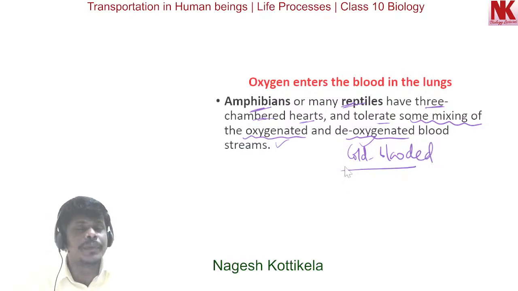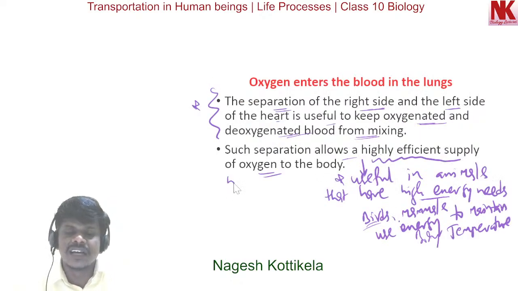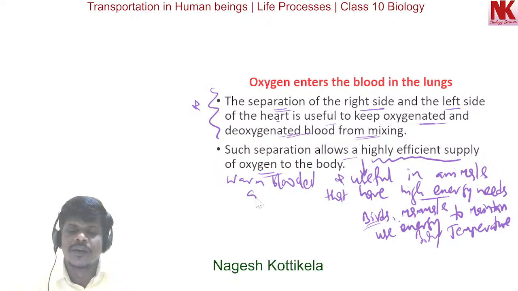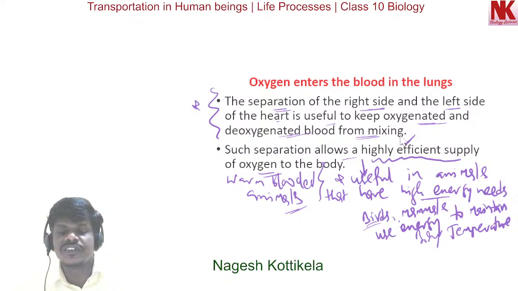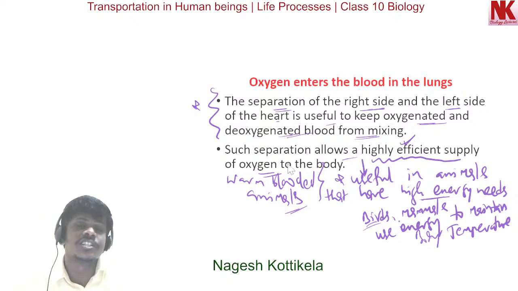The temperature of their body depends on the environmental temperature. But in the case of birds and mammals, these are warm-blooded animals. Warm-blooded animals maintain constant body temperature, and for that purpose they need energy. And for that, a highly efficient supply of oxygen to the body is needed.